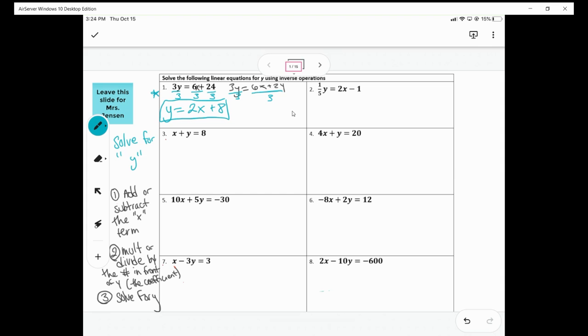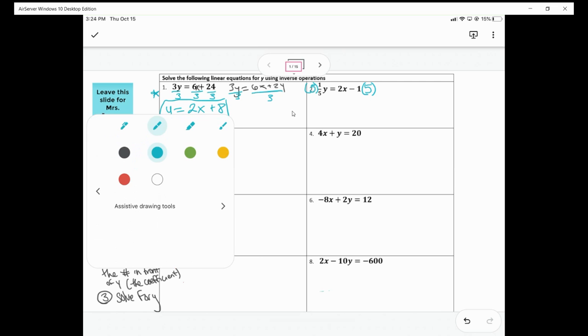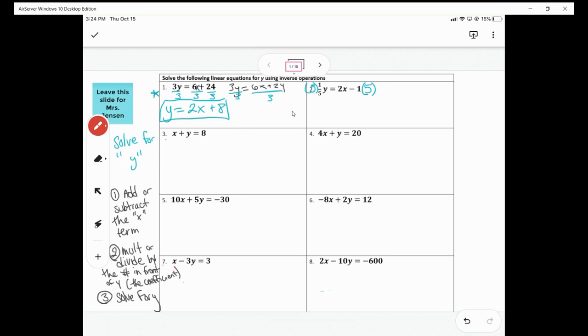For number 2, I have 1/5 y. So to get rid of that fraction, we can multiply both sides by 5, which would be the same as multiplying each term by 5. So we want to distribute the 5. So I get y equals 5 times 2x is 10x, and 5 times negative 1 is negative 5.